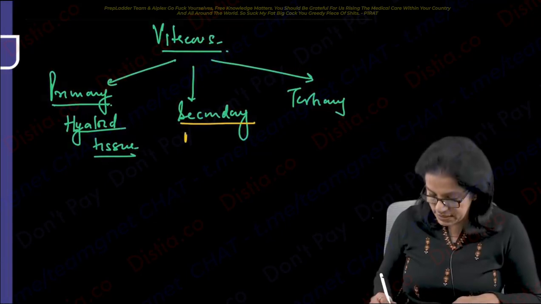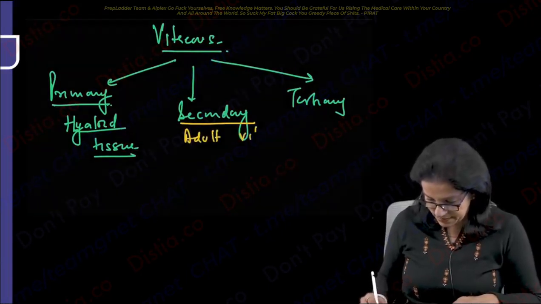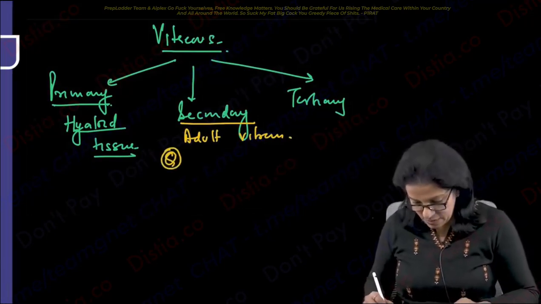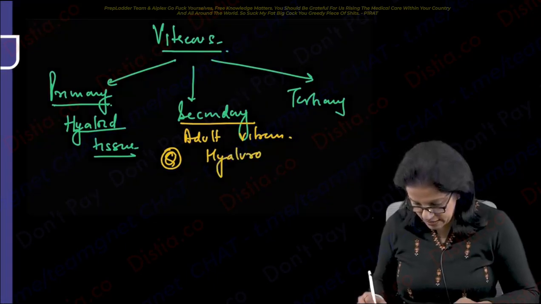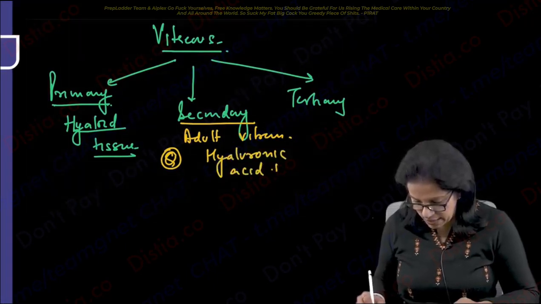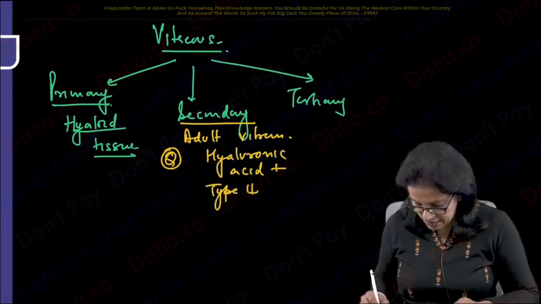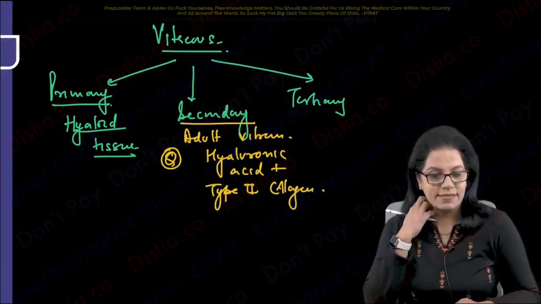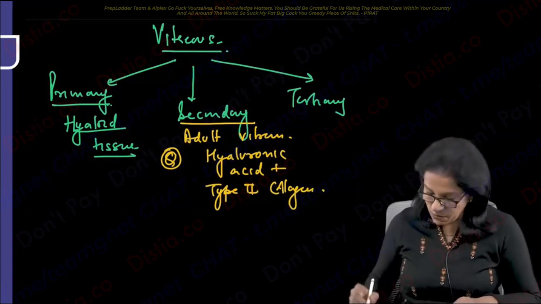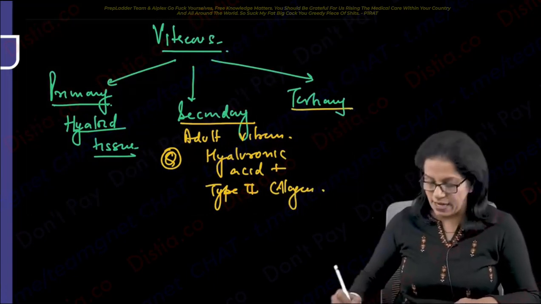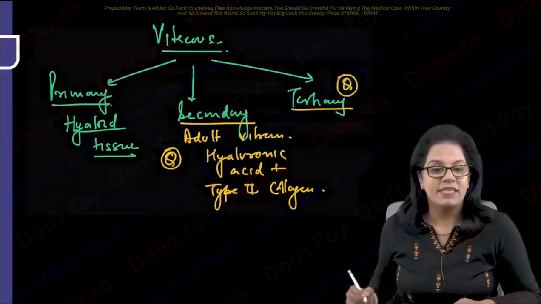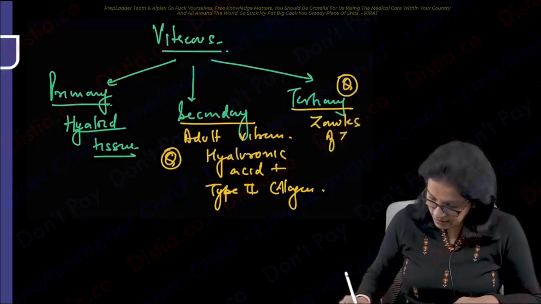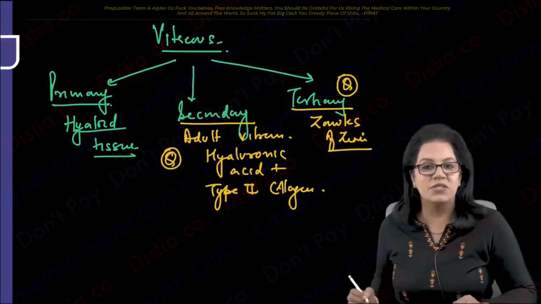So what is secondary vitreous? It is the adult vitreous. What is it composed of? Question number 1. This is primarily hyaluronic acid and type 2 collagen. Hyaluronic acid and type 2 collagen. Right? Okay. And what is tertiary vitreous? Another exam question. Tertiary vitreous is the zonules of Zinn. The suspensory ligaments, they are nothing but tertiary vitreous. That is called tertiary vitreous.